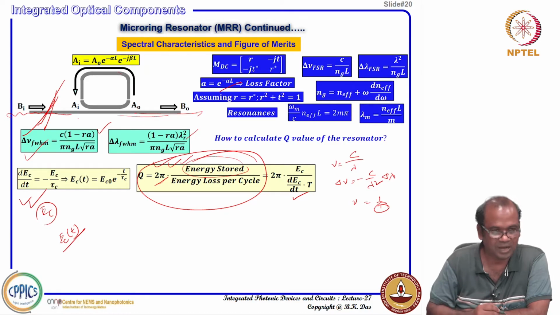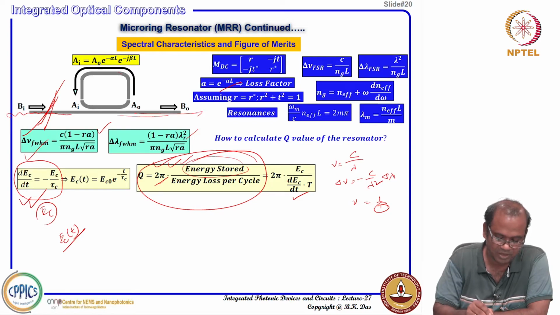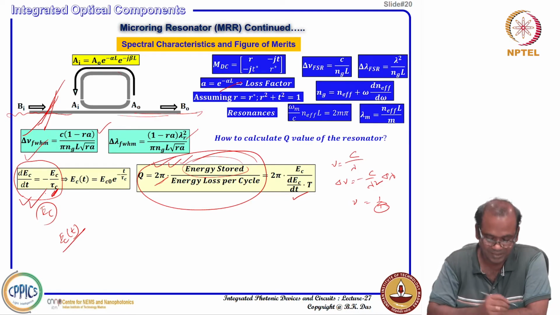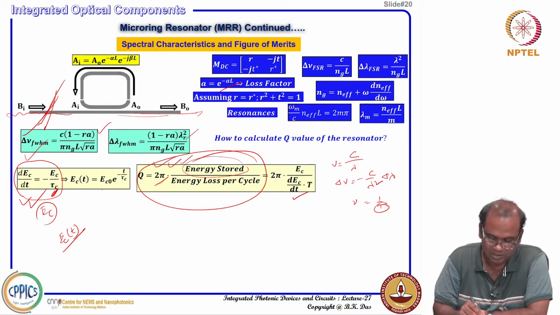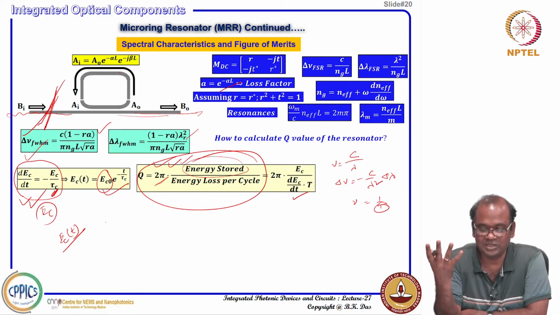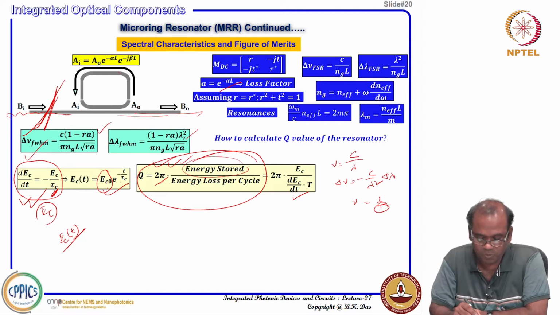So, that can be time dependent, and that time dependent energy loss, that means energy loss per unit time, can be written as EC by tau c, where this tau c can be expressed as a cavity lifetime. If you solve this expression, you get this expression. At t equal to 0, when you cut the input, EC0 was the total cavity energy in steady state.